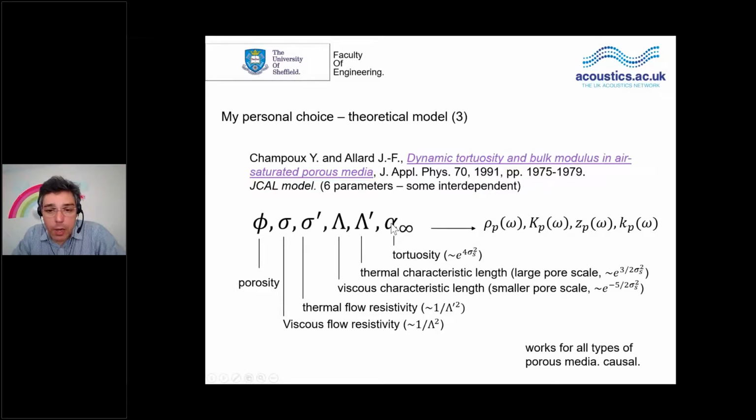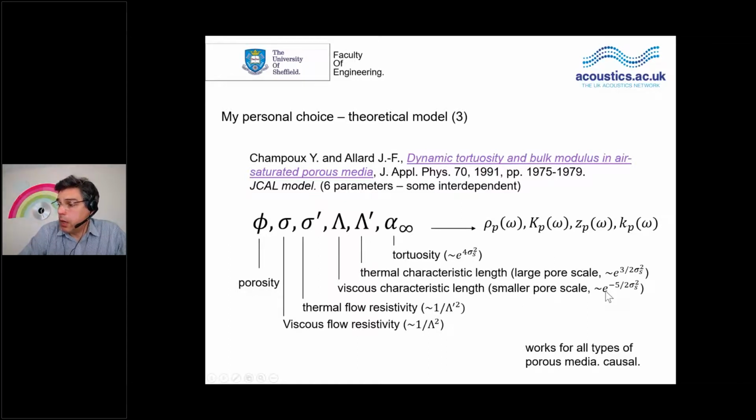The other parameters are very difficult to measure, and they're not independent. They're all linked. So, for example, you can say viscous flow resistivity is inversely proportional to the viscous characteristic length. Thermal flow resistivity is inversely proportional to the thermal characteristic length.